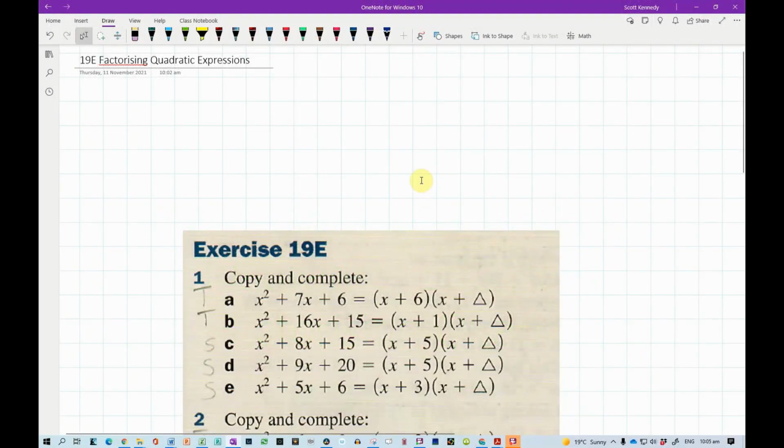Today we will be looking at how we can factorize quadratic expressions. You already know how to expand brackets. We've used FOIL to expand brackets. So let me give you an example just to refresh your memory of FOIL.